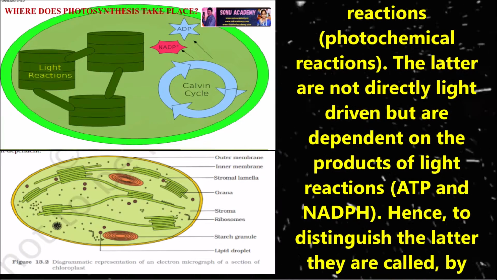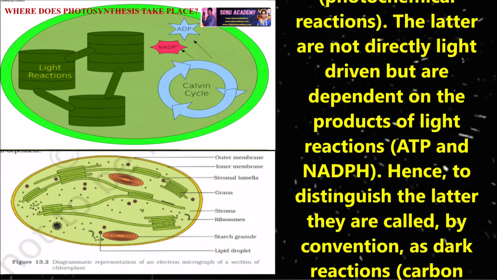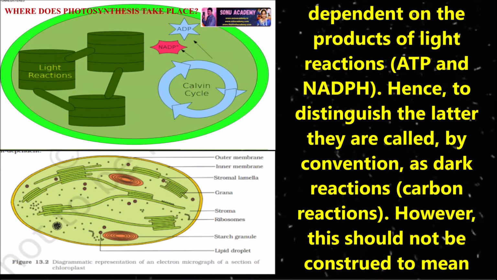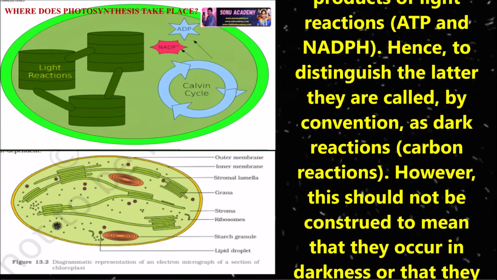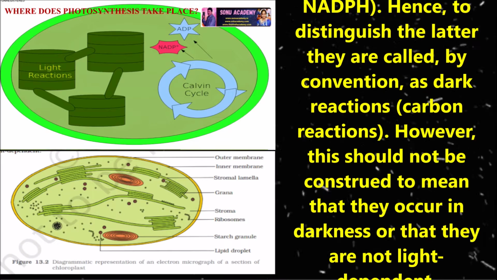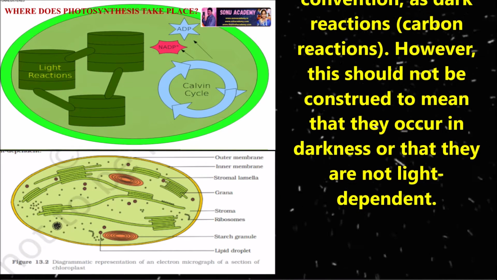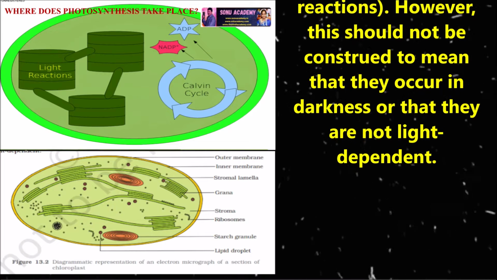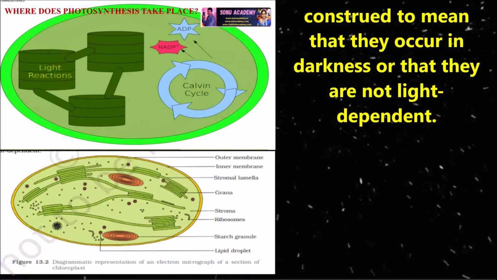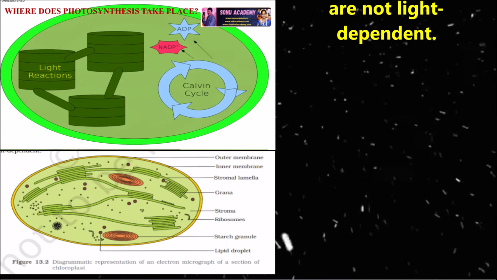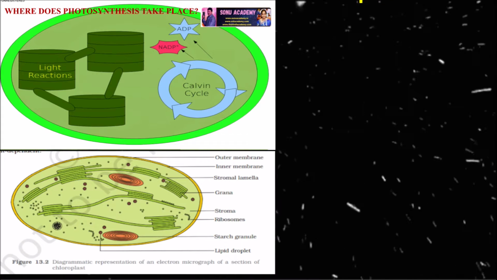The former set of reactions, since they are directly light driven, are called light reactions. The latter are not directly light driven but depend on the products of light reactions. Hence, to distinguish the latter, they are called by convention dark reactions. However, this should not be construed to mean that they occur in darkness or that they are not light dependent.